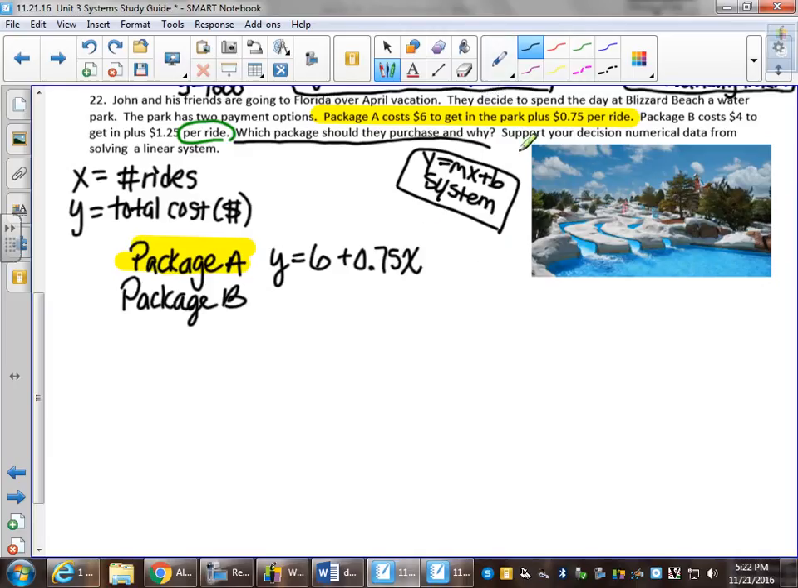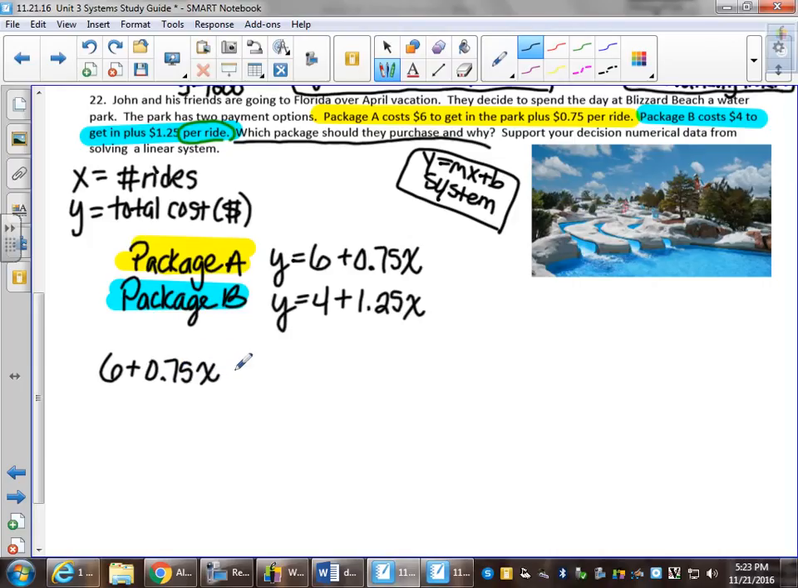Next, we'll go look for package B. I'll make that blue. Package B is $4 to get in and $1.25 per ride. So that's $4 to get in plus $1.25 per ride. We're now ready to figure out when these will be equal. So we'll set 6 plus 0.75x equal to 4 plus 1.25x and solve.